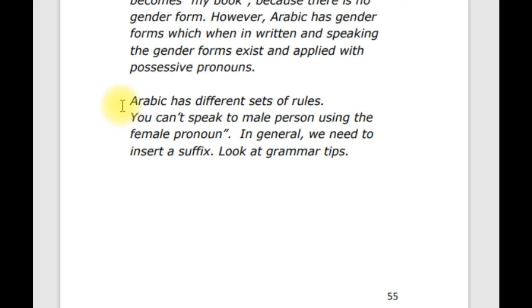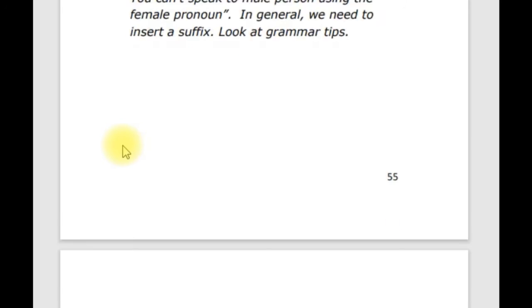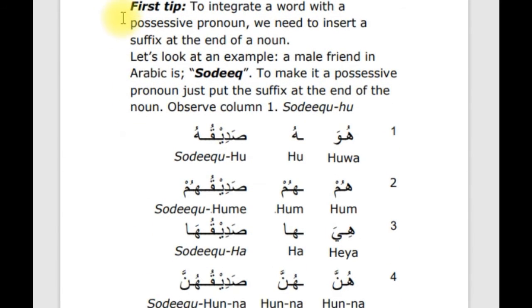Arabic has different sets of rules. You can't speak to a male person using the female pronoun. In general, we need to insert a suffix. Look at grammar tips. First tip: to integrate a word with a possessive pronoun, we need to insert a suffix at the end of a noun. Let's look at an example. A male friend in Arabic is sadiq. To make it a possessive pronoun, just put the suffix at the end of the noun.